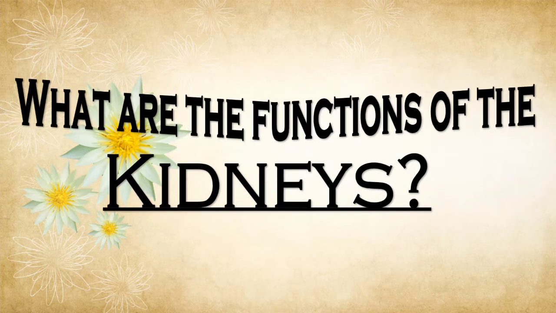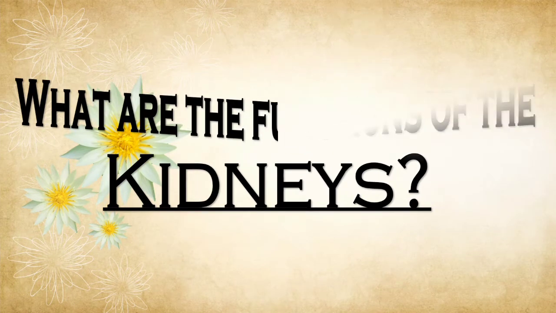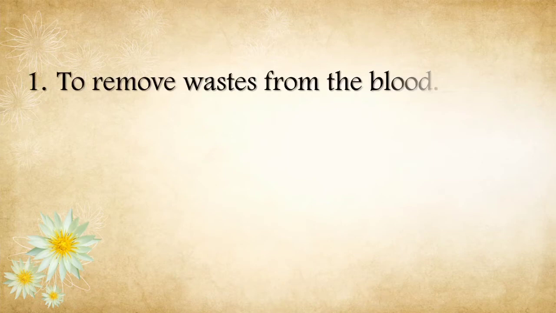So what are the functions of these kidneys? First, we have to remove waste from the blood. One important job of the kidney is to filter waste product and excess water from the blood. The waste product leaves the body as urine.